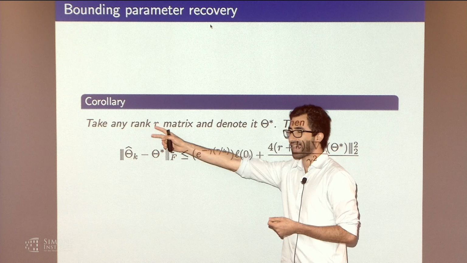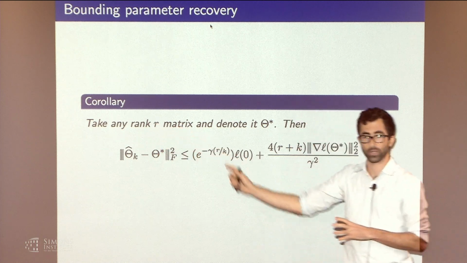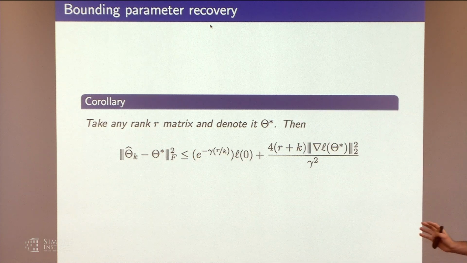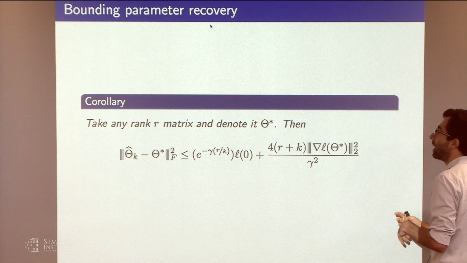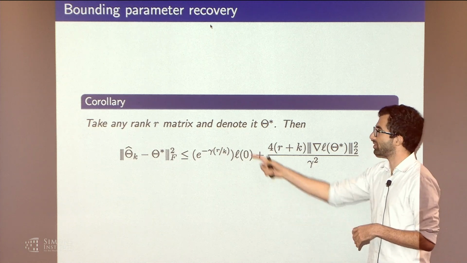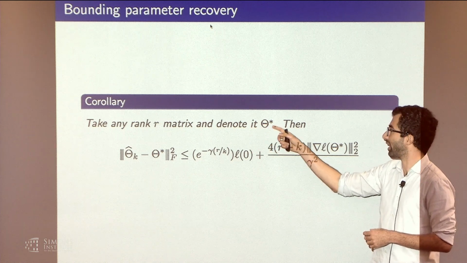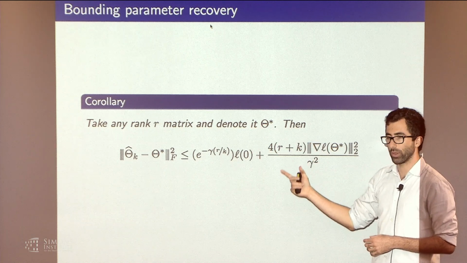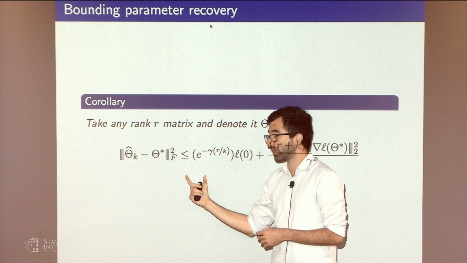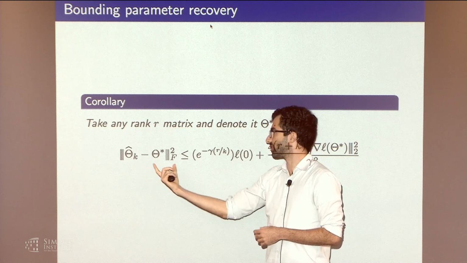So if we take any rank R matrix, some arbitrary rank R matrix. This isn't the best one. This isn't one that comes from a statistical model. This is just any rank R matrix. If we denote that to be theta star, then we can show the following optimization bound. The greedy algorithm achieves the following error rate.